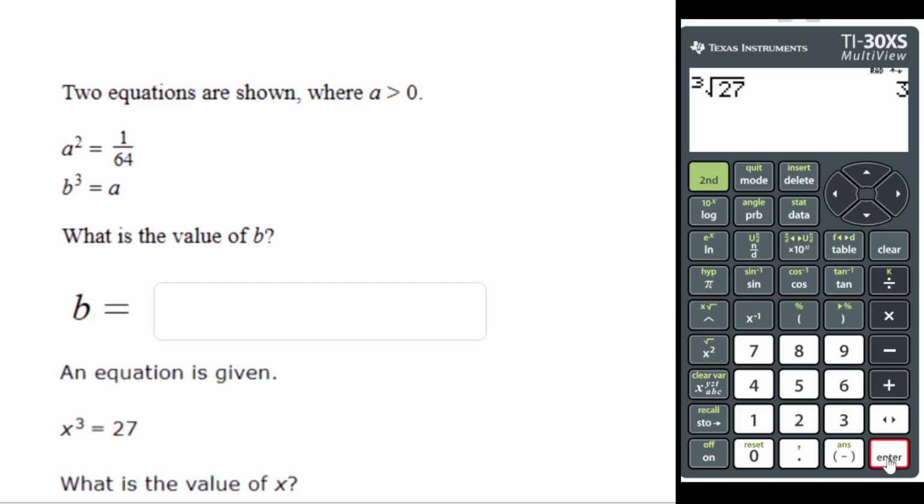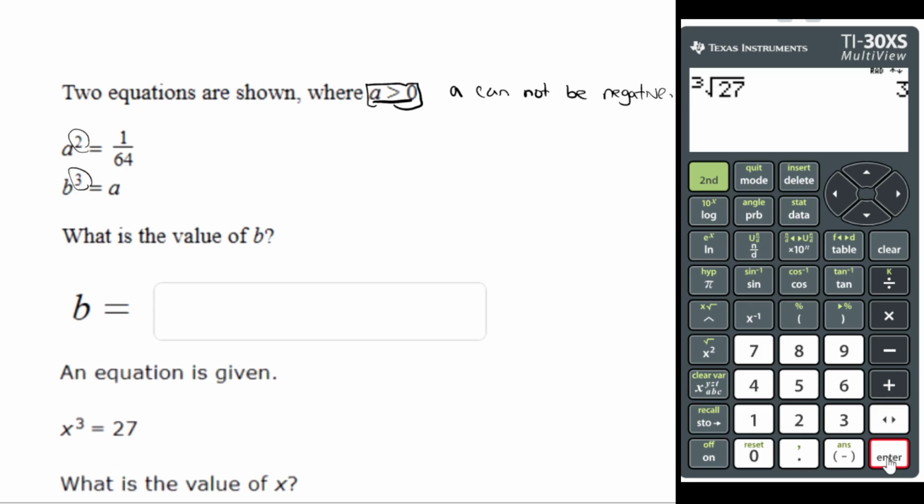So, now we're going to step it up a notch. Two equations are shown where a is greater than 0. Important, meaning that a cannot be negative. They have to note this because we're working with both a square and a cube. While you can have negative roots of a square, that doesn't work with cube roots. That would throw off your cube root. So they have to note that a is greater than 0. A cannot be negative. You will only be working with the positive root of a.